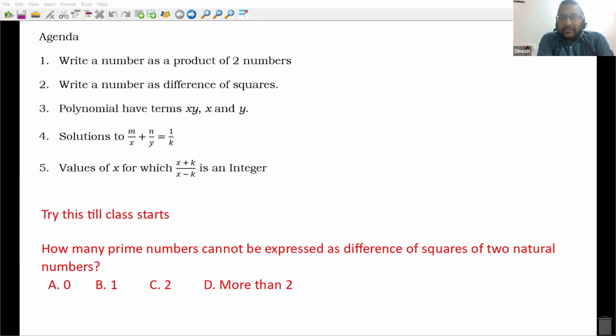In the last class, yesterday's class, we already started with the application of factors. The first concept is done: write a number as a product of two factors.